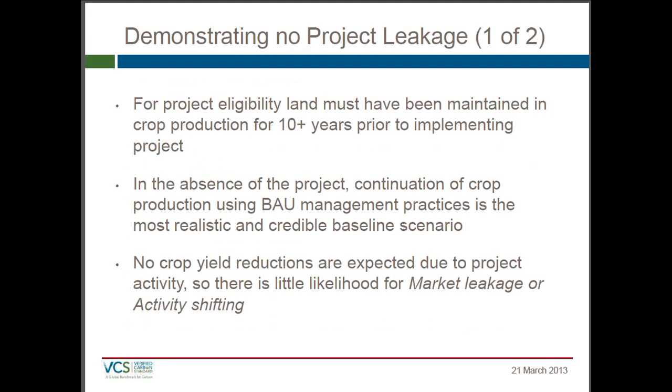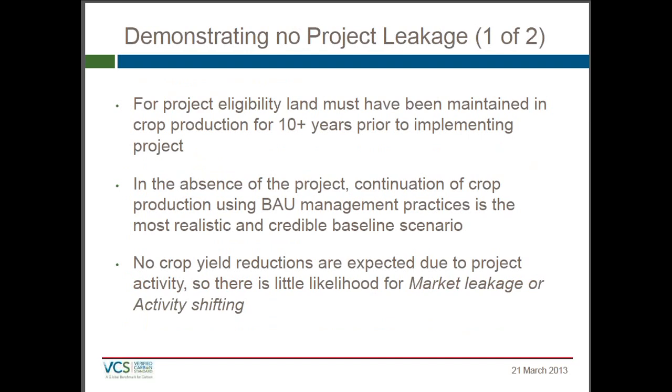So demonstrating no project leakage. Land is maintained in crop production prior to implementing the project and afterwards. So the project developer is going to provide proof of land use and crop rotation as a part of the required management records for project verification. In the absence of the project activity, the continuation of these practices using the business as usual nitrogen management practices are the most realistic and credible scenarios. With no crop yield reductions expected due to the project implementation, and I'll get onto that in the next slide or two, there's no incentive for any market leakage or activity shifting. Next slide, please.